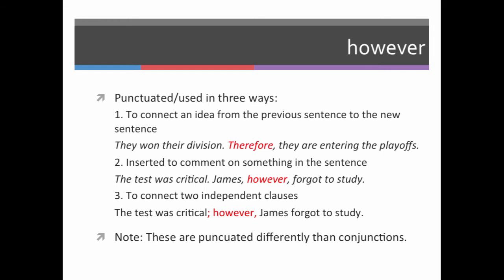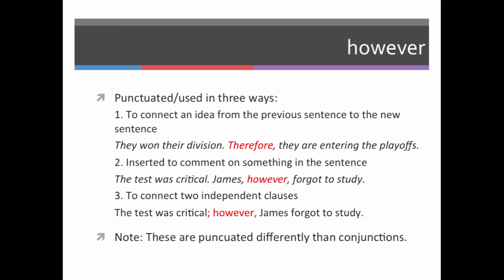So in the first sentence, in the first example, we have the conjunctive adverb therefore. They won their division. Therefore, they are entering the playoffs. If a sentence begins with a conjunctive adverb, it must be followed by a comma. So always therefore, comma, however, comma. Always conjunctive adverbs at the beginning of a sentence must be followed by a comma.